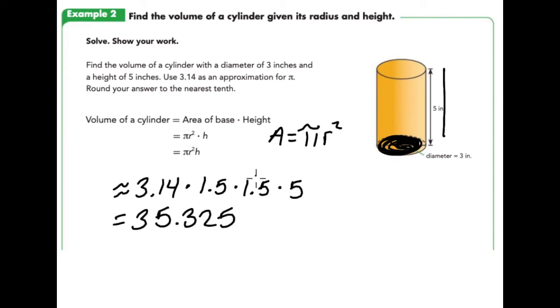And if we are to round this to the nearest tenth, that is our 10th spot, and that 2 is not going to change that. So we could say that the volume of this cylinder is approximately 35 and 3/10. Our unit was inches, and that would be in the form of inches cubed.